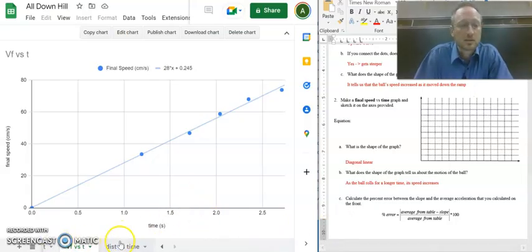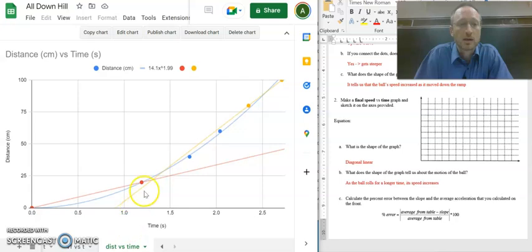Now let's go back to our distance versus time graph and say, okay, can we see that 28 somewhere here? Well, not directly, but it's in there. How does the number 14 relate to the number 28? Well, it's half of it. So half of that acceleration shows up here as the coefficient in the distance versus time graph.